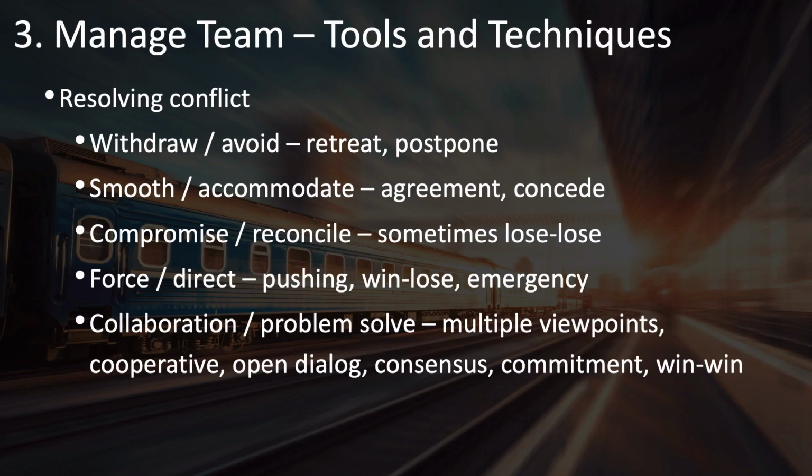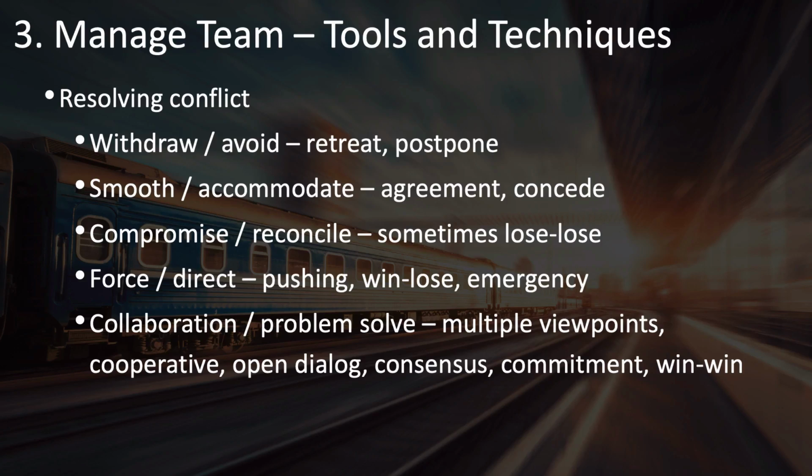The next is to smooth or accommodate. This is when you are trying to reach an agreement. You try to understand each other, find some areas in which you agree, and concede where you can. If the decision that you come to isn't that critical and the relationship is more important, then this might be your best approach.